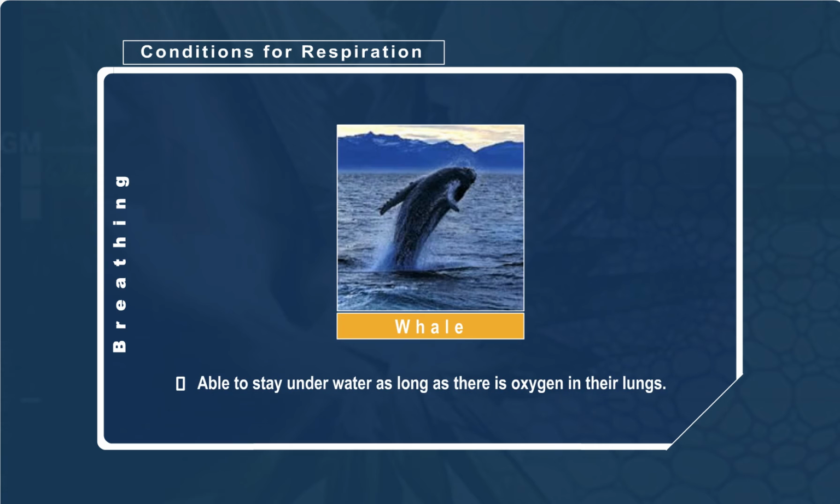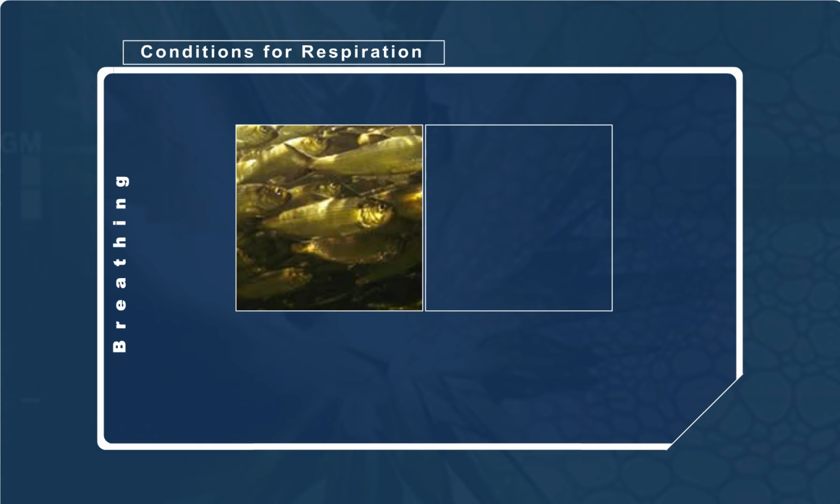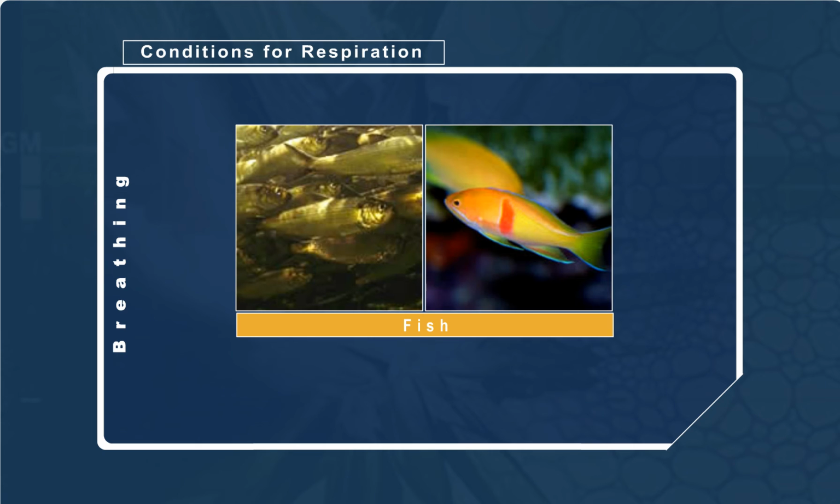Organisms such as whales have the ability to control their breathing. They're able to stay underwater as long as there is oxygen in their lungs. They surface above the water only when their lungs are filled with carbon dioxide. Fish and other aquatic organisms have the ability to obtain dissolved oxygen from the surrounding water with the help of gills.